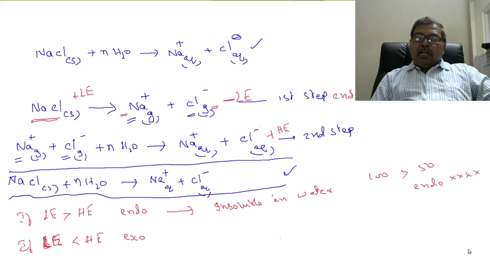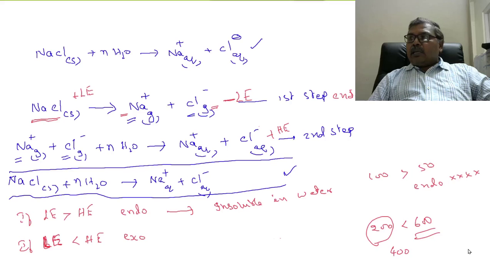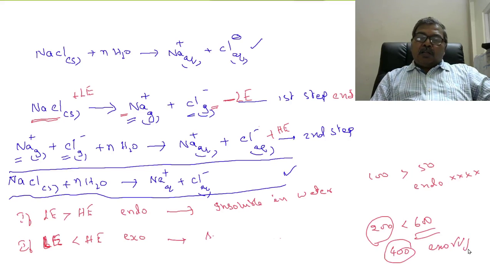For example, lattice energy is 200 and hydration energy is 600. So energy required is 200, energy liberated is 600. So net energy liberated by the reaction is 400, which means that it is an exothermic process. Then ionic compounds are readily soluble in water. Very, very important.